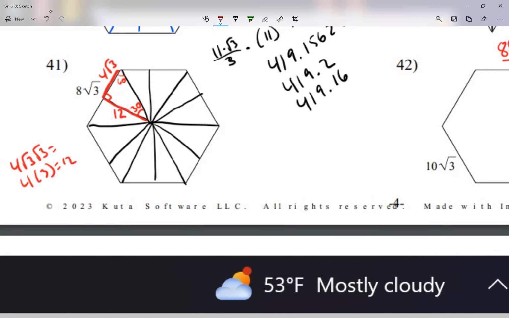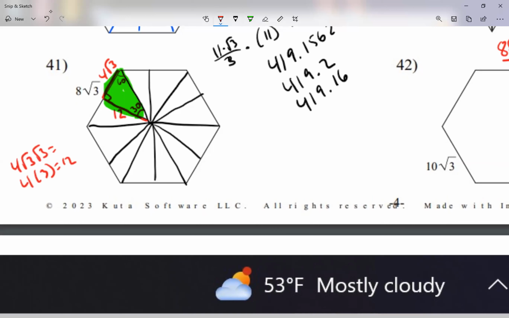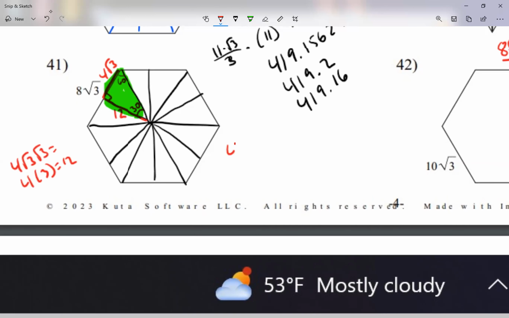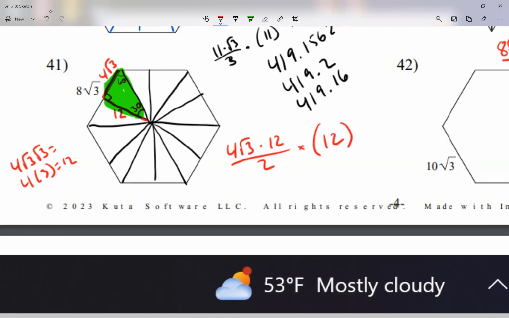So that triangle, like I said, I'm just focused on that triangle. I'm going to go 4 radical 3, so 4 times radical 3 times 12 divided by 2. And whatever I get, I'm going to multiply this by 12. You can count the triangles. There's 12 of them. All right, so let me go 4 times the square root of 3 times 12, all divided by 2, press equal, times 12.